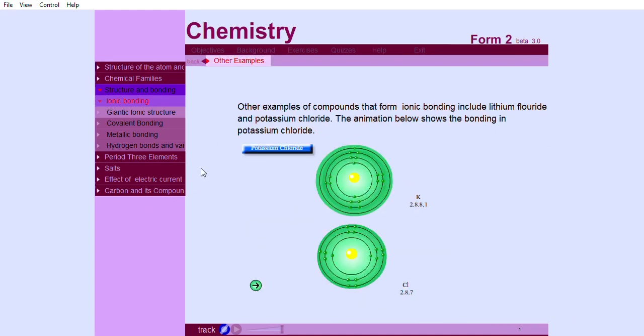Other examples of compounds that form ionic bonding include lithium fluoride and potassium chloride. The animation below shows the bonding in potassium chloride.